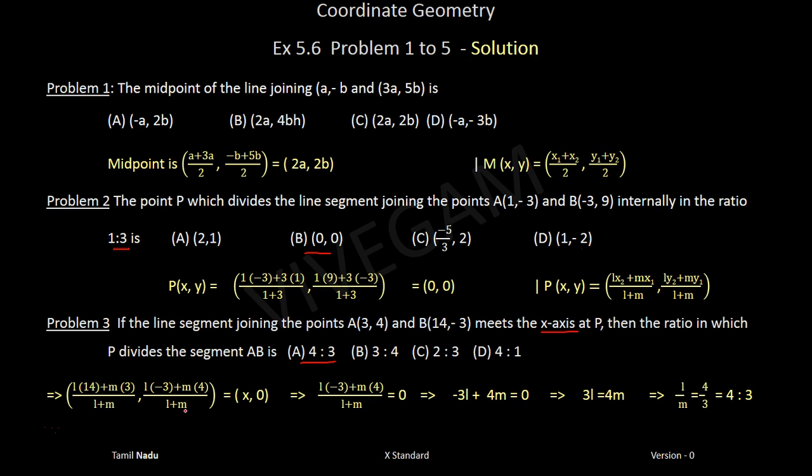Since it's the x-axis, the y coordinate is 0, so you take the y coordinate that comes out of the section formula and equate it to 0, and then simplify. You'll be able to get l by m equal to 4/3, or the ratio if you convert the fraction to a ratio, l:m will be 4:3. Okay, right. Now let's go to problem 4.